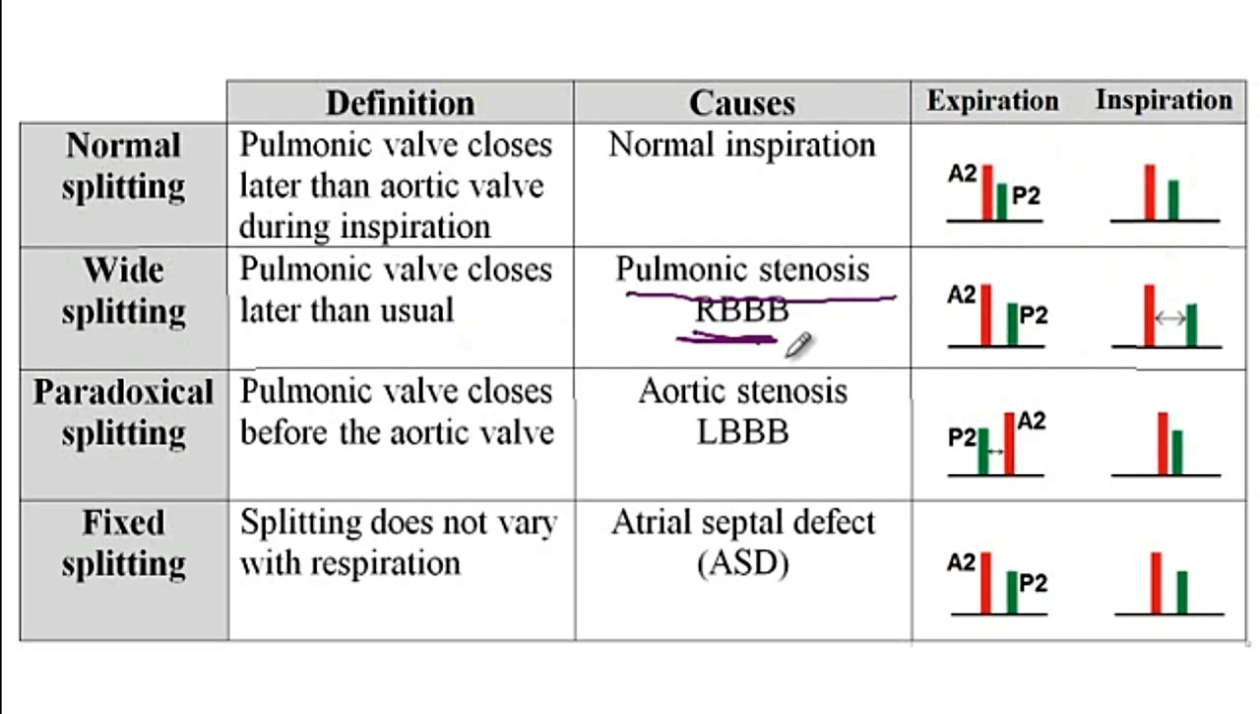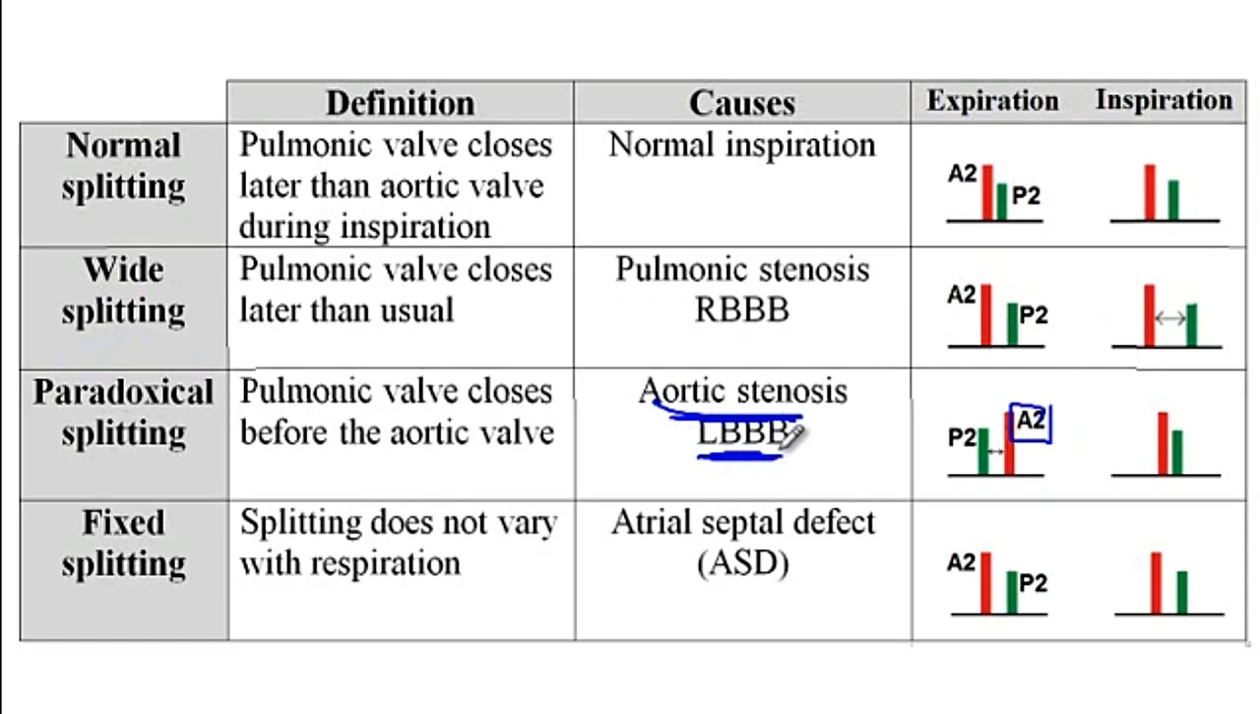What happens with the right bundle branch block is that there is delayed activation of the right ventricle, as a consequence of which there is a delayed ejection from the right ventricle, and therefore again it takes longer for the P2 valve to close, and thus it's associated with wide splitting. A similar phenomenon applies to aortic stenosis, where it takes longer for the aortic valve to close because there is too much pressure behind it. Same with the left bundle branch block.